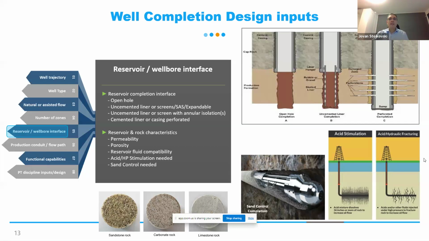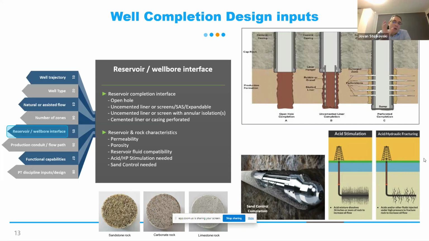So basically we recognize three basic variants here. We can drill through the rock if it's very solid, leave it open hole and produce like that. This is really basic. We don't have any complexity there.